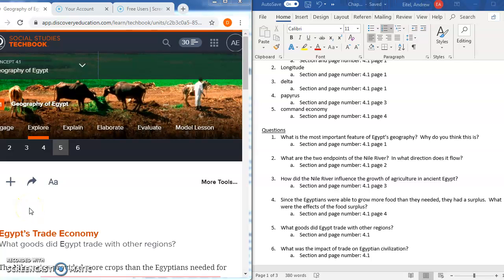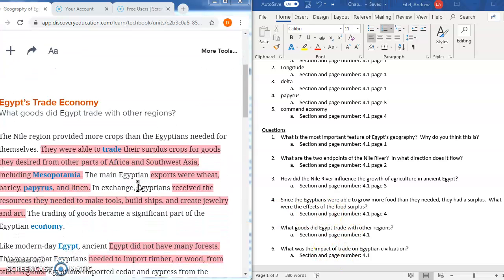Okay, so continuing on with page 5, we are still looking for, since Egyptians were able to grow more food than they needed, they had a surplus, what were the effects of that food surplus? Some information was given on page 4, but it appeared that they were suggesting more information was yet to come. Beyond that, we're looking for what goods did Egypt trade with other regions, which has a lot to do with this, and what was the impact of trade on Egyptian civilization? So these three questions, kind of a lot, go hand in hand, but let's see if we can find where that information is specifically. Here we go.